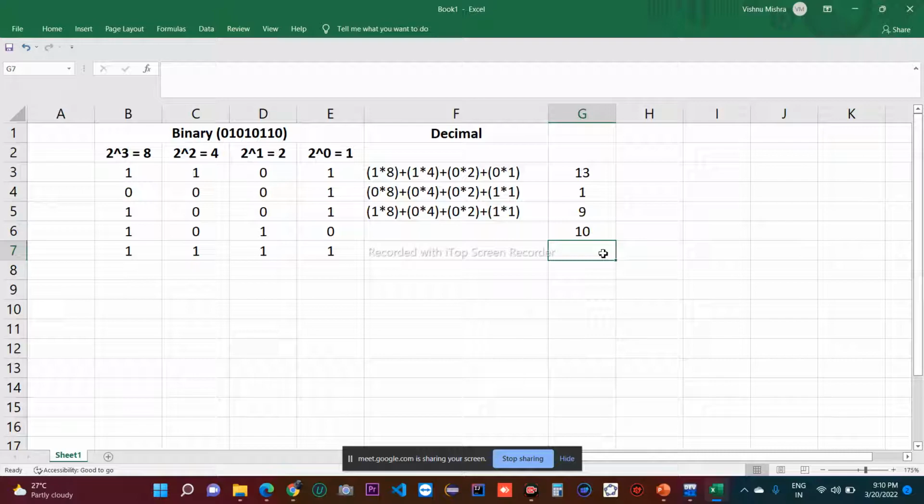Okay, Disha, tell me. 19? 15. Who said 19? Why is it 19? 8 into 1 plus 4 into 1 plus 2 into 1 plus 1 into 1. Oh, sorry, sir. Yeah, it's okay. It's 15. Again, next question.